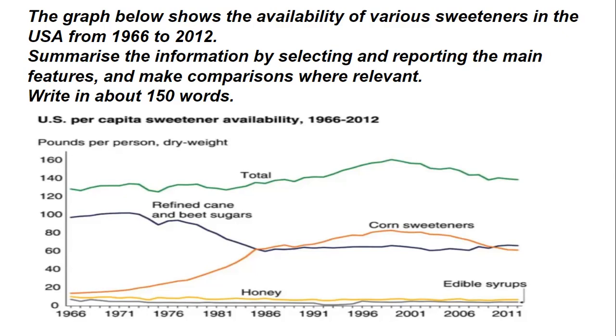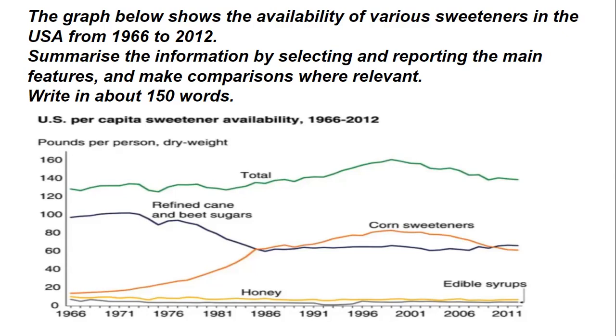Now, the first thing we're supposed to do is keep in mind the first line that is given to us. The graph below shows the availability of various sweeteners in the USA from 1966 to 2012. Summarize the information by selecting and reporting the main features. Make comparisons wherever it's relevant. Write in about 150 words.